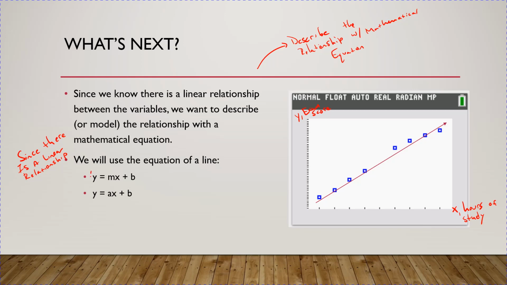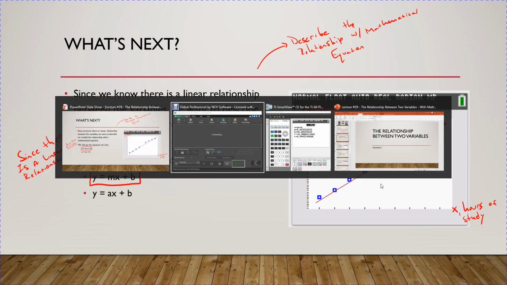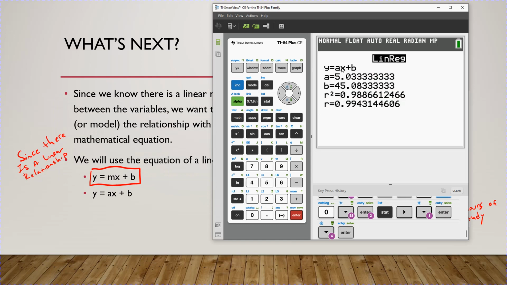If you remember from some of your previous math classes, the equation of a line is y = mx + b. I'm going to switch it up a little bit, and in our class, I'm going to call it y = ax + b. That's because we're going to rely very heavily on our calculator here. This is just kind of a preview: y = ax + b. You can kind of see it right here.